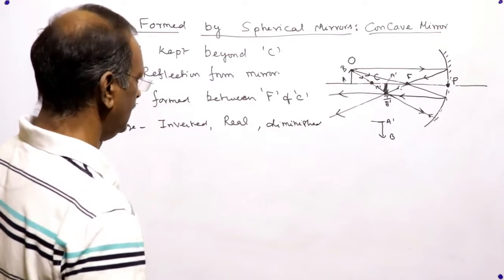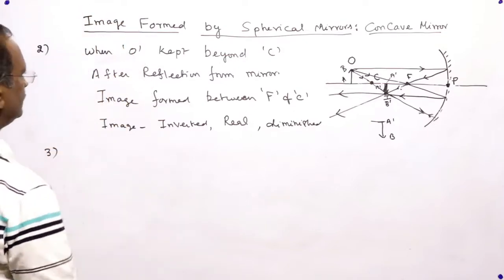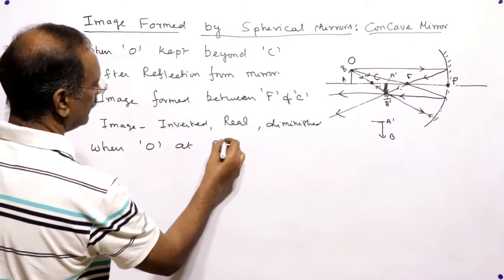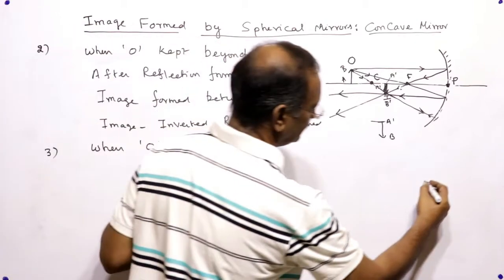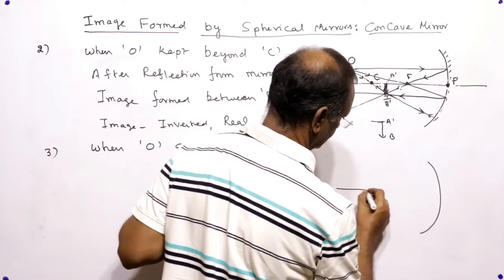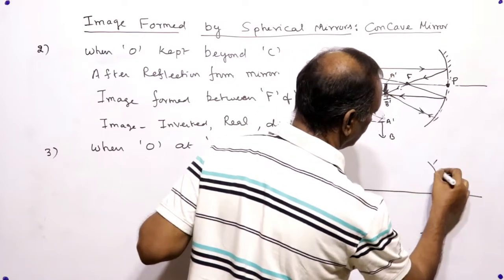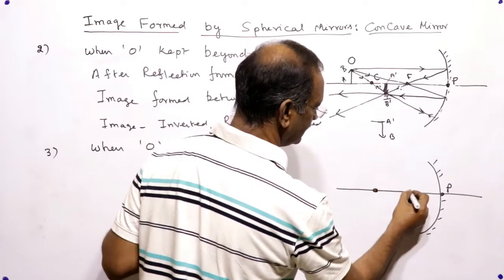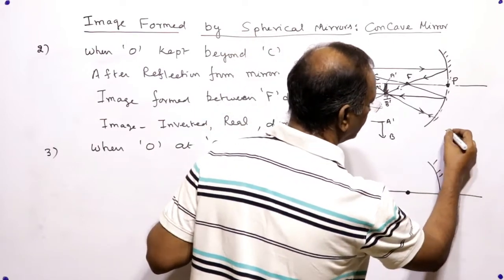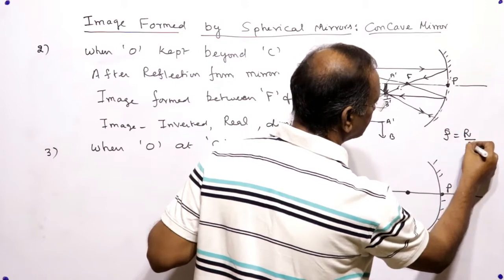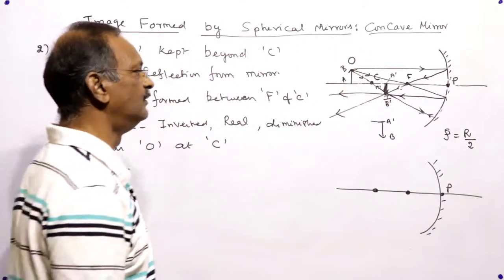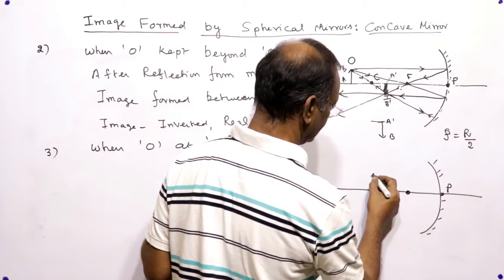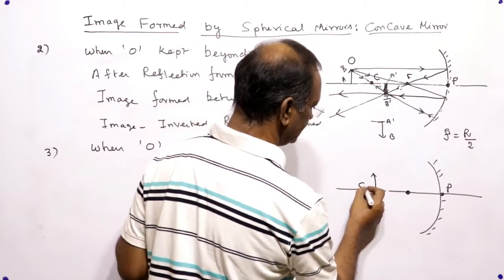This is the diminished image. Next, the third case, when the object is kept at the center of curvature. This is the pole. At the center of curvature we are keeping the object; this is the center of curvature, this is the focal point. Already we know that focal length is equal to radius divided by 2. The object is kept at the center of curvature.